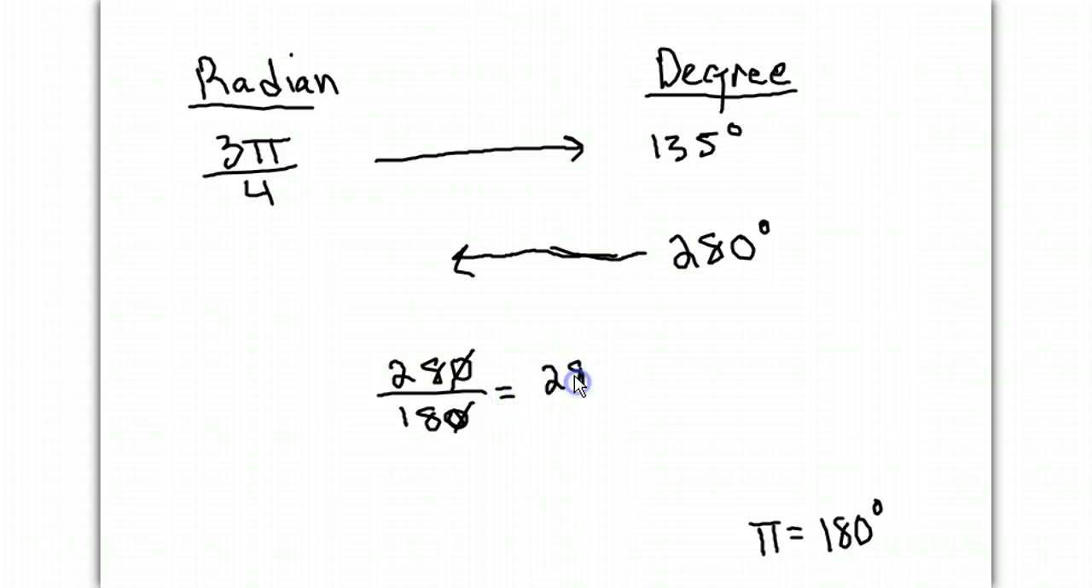So then we're left with 28 over 18. These are both even numbers, so I'm going to divide both of them by 2, and I get 14 over 9. Because 9 is odd and 14 is even, they don't relate. 9 doesn't have a 2 or a 7 in it like 14 does, and 14 doesn't have a 3 in it like 9 does. So this is where you stop. You stick a pi on the numerator, and so 280 degrees is equivalent to 14 pi over 9 radians.